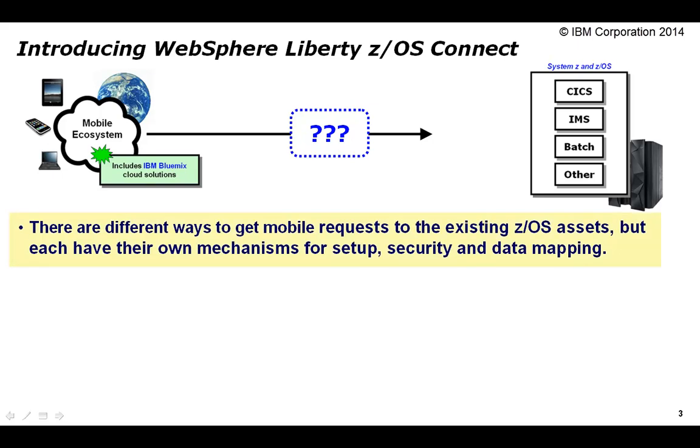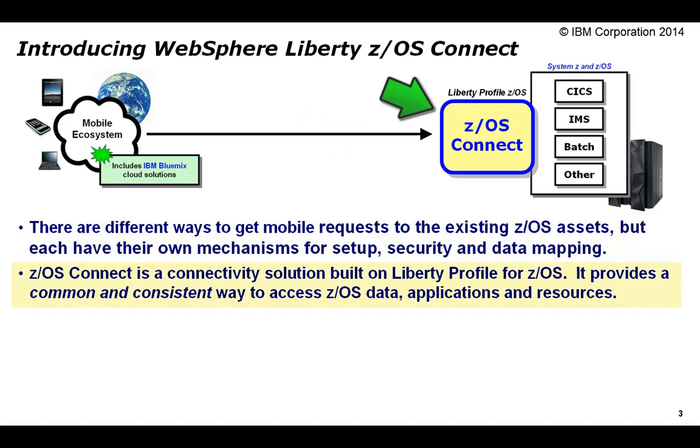There are many different ways mobile devices and cloud-based systems may access the mainframe. However, they each have different ways of handling setup, security, and data conversion. To address this, IBM developed zOS Connect, built on Liberty Profile for zOS, which provides mobile and cloud connectivity to back-end zOS programs in a common and consistent way.